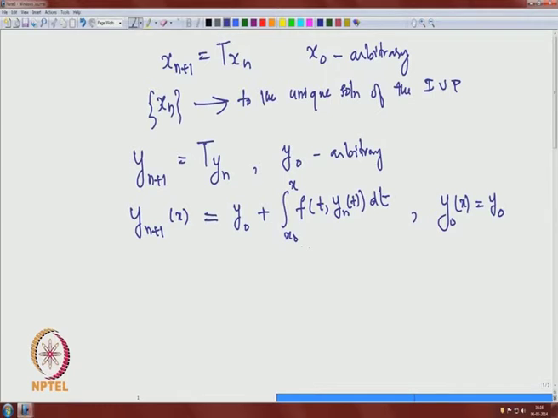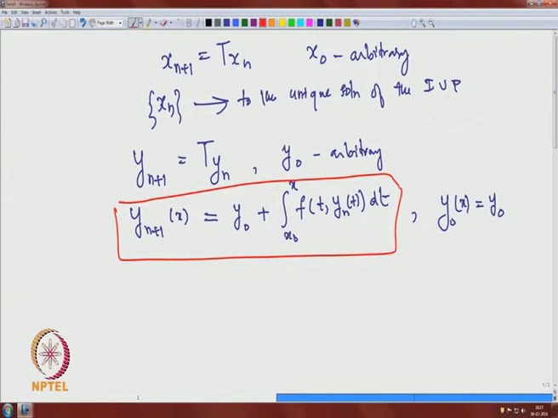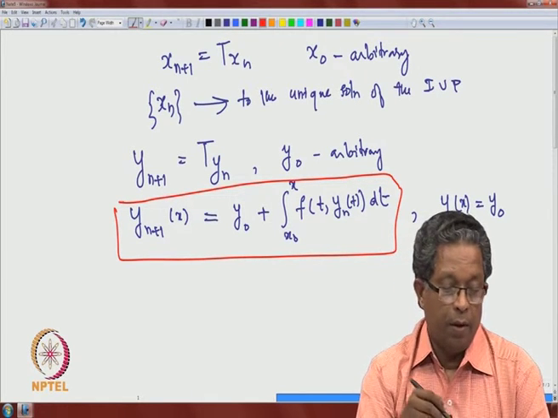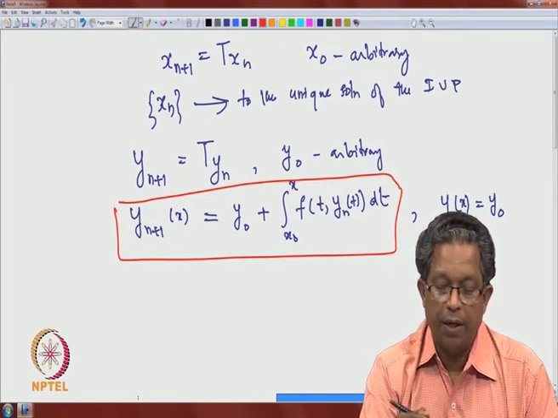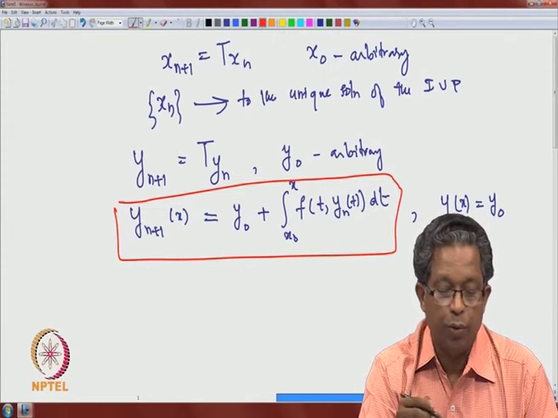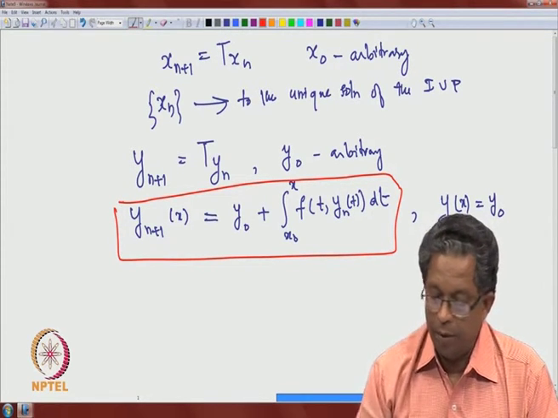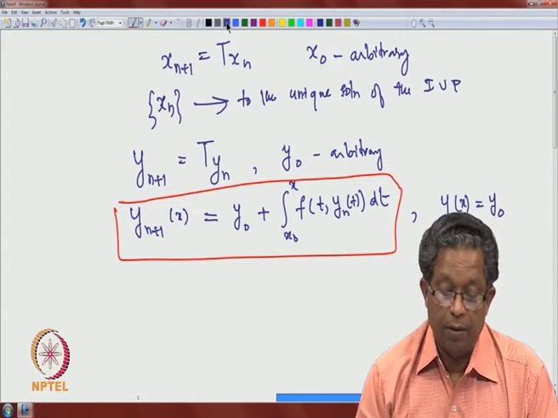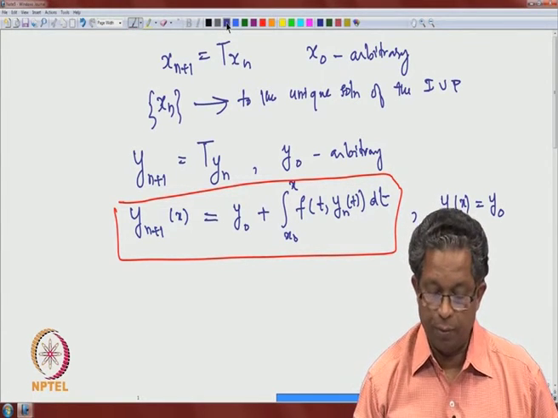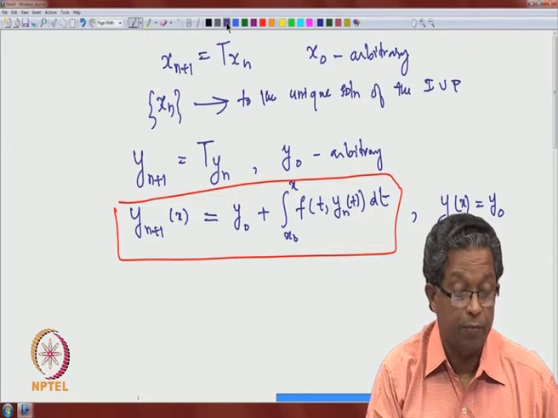In fact, this iterative scheme, if we compare with the Picard's existence and uniqueness theorem, is the Picard's iterative scheme. Let us see one example, illustrating how the solution is computed by using this Banach fixed point theorem, in the following example.